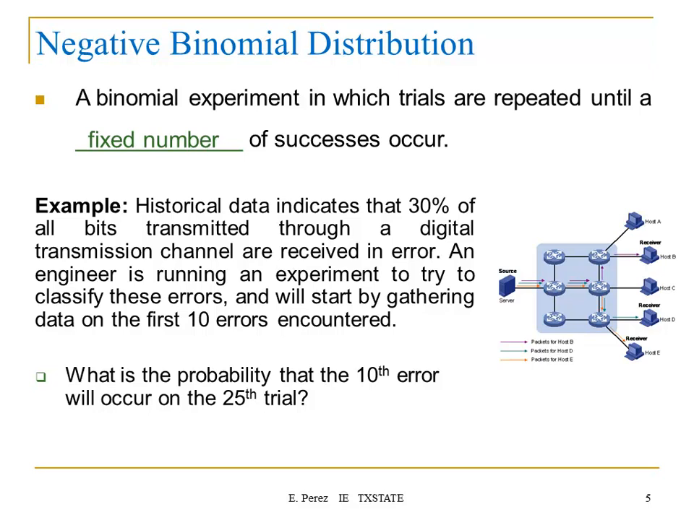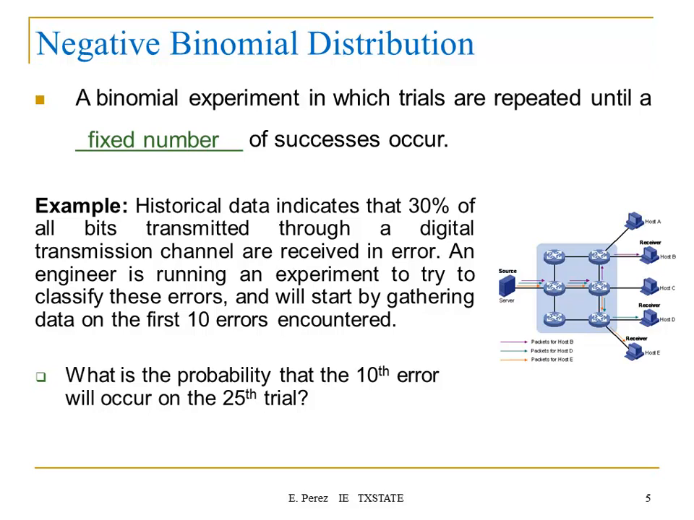So again, we are looking at the specific number of trials that are repeated until a specific number of successes is found. For example, study code data indicates that 30% of all bits transmitted through a digital transmission channel are received in error. An engineer is running an experiment to try to classify these errors, and will start by gathering data on the first 10 errors and count. So we're going to look at this sample, and we want to find the probability that the 10th error will occur on the 25th trial.